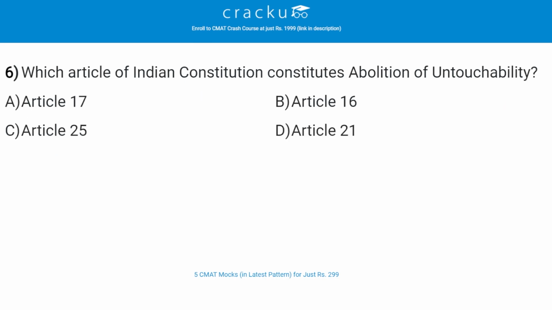Let's check the next question. Which article of Indian Constitution constitutes abolition of untouchability? The correct answer is A, Article 17. So, untouchability is abolished and its practice in any form is forbidden. The enforcement of any disability arising out of untouchability shall be an offence punishable in accordance with the law.